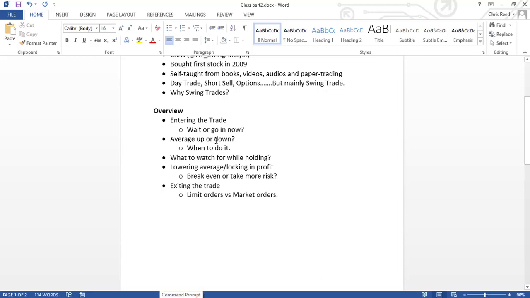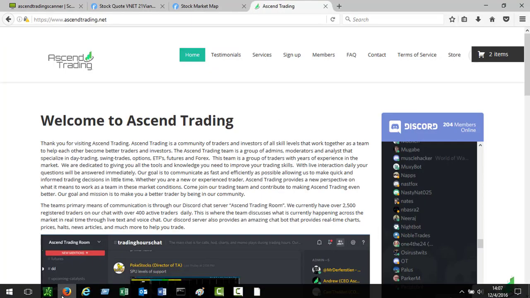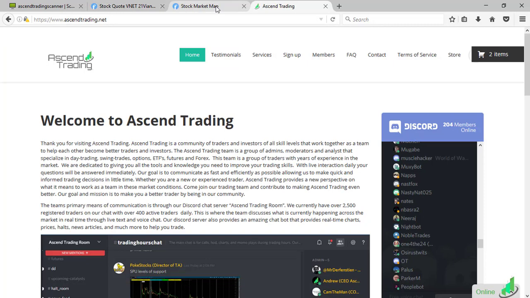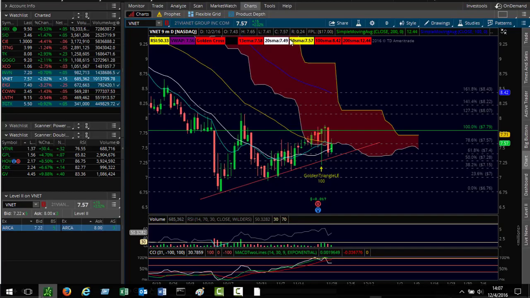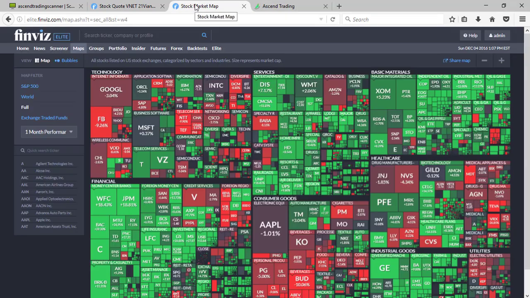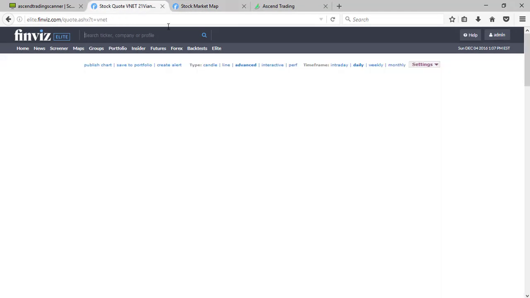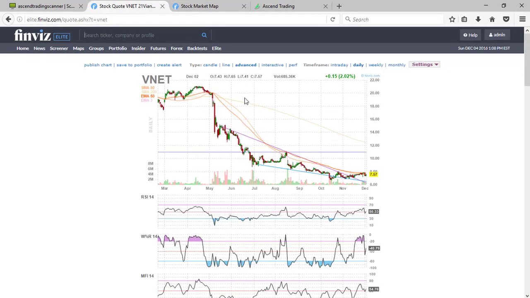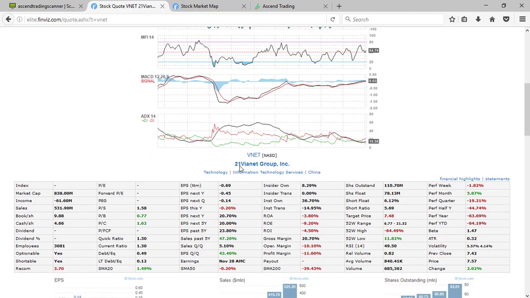All right, averaging up and averaging down. Before we talk about that, I'll show you as well for people who didn't tune in yesterday. Based off how the stock is trending, this is VNET. You can go to Finviz and check on that stock itself by typing it in. And then right here, it'll tell you it's in the Technology, Information Technology Services.